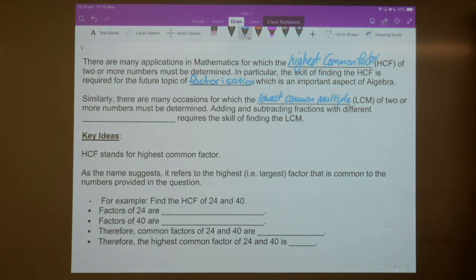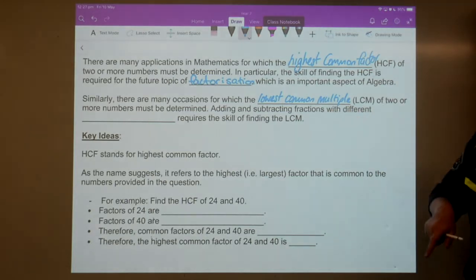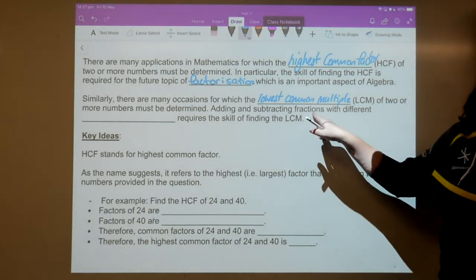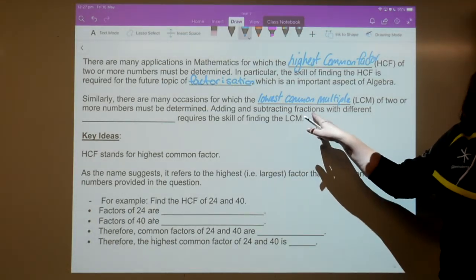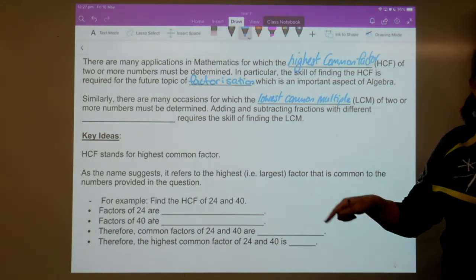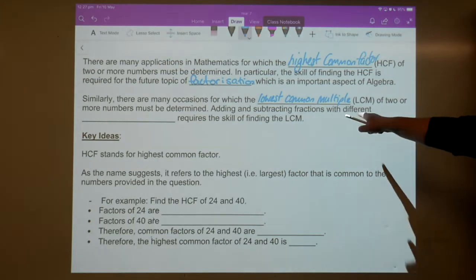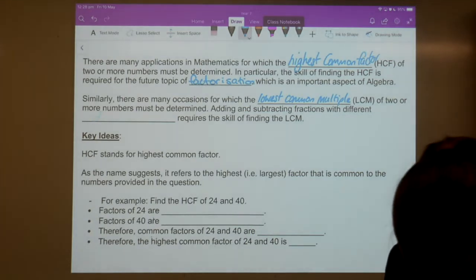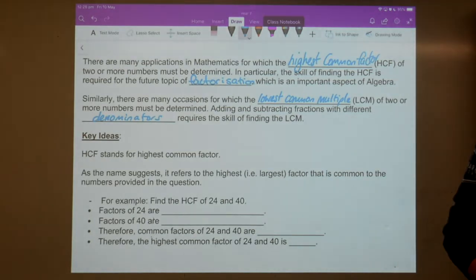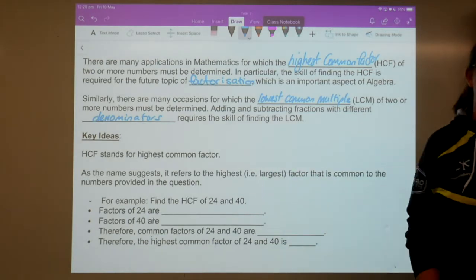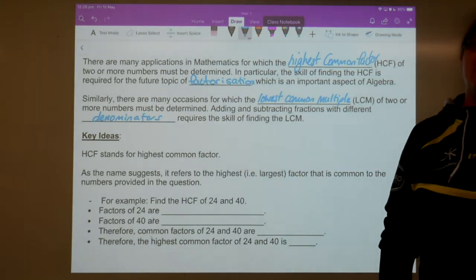Adding and subtracting fractions is something we're going to get into in the next couple of lessons. To be able to work with fractions, we need to be able to do this. And it's because we need to use fractions that have different denominators. Which part of the fraction is the denominator? The bottom number is the denominator. The top is the numerator.